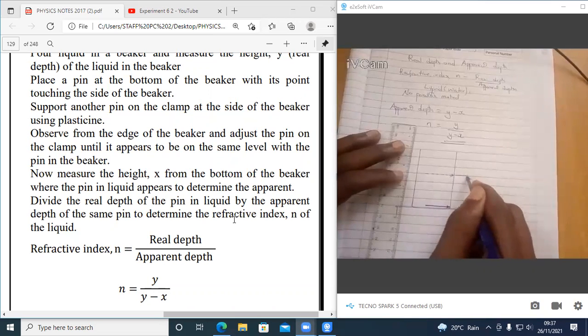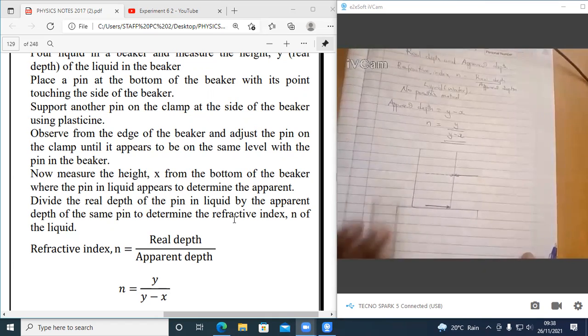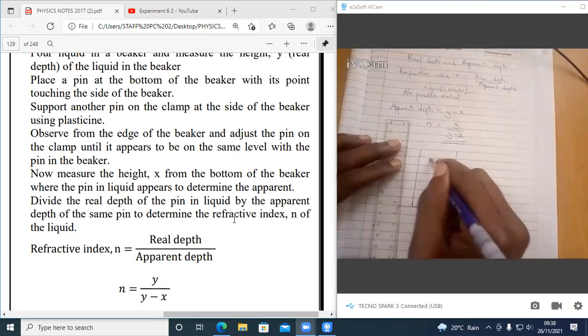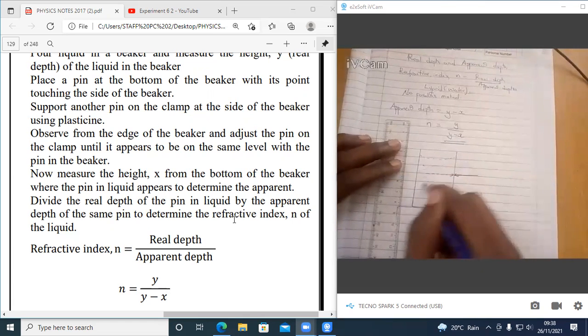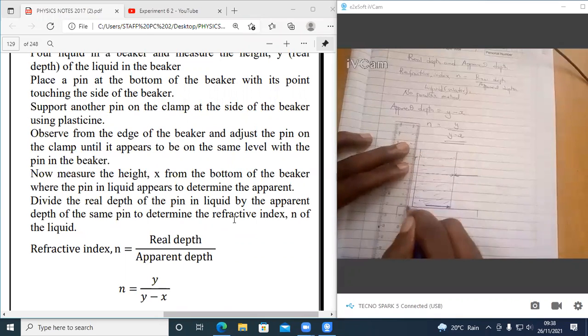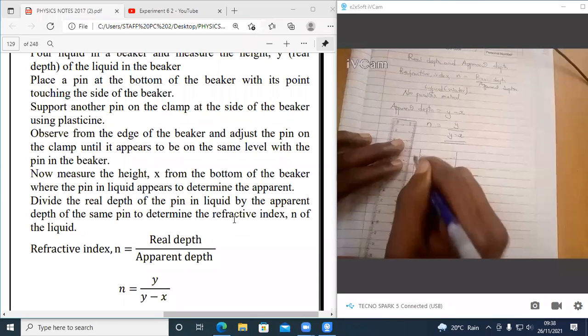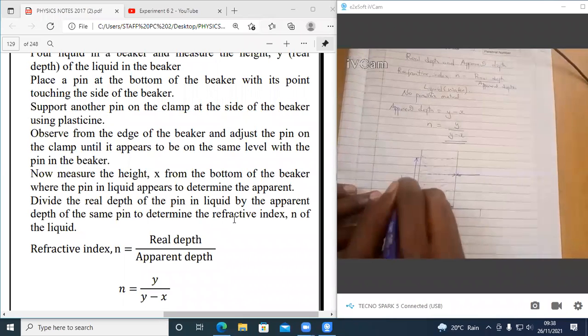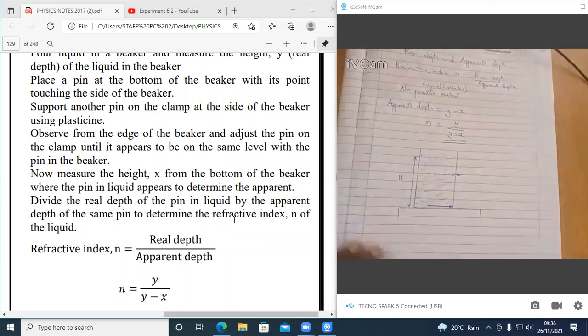Now the pin which is outside is this side, so they are coinciding like that. This is how they are coinciding. So if this is the water level, this is the water or the liquid. So from here up to there, what will this be called? This one will be our real depth, which we can call capital H.